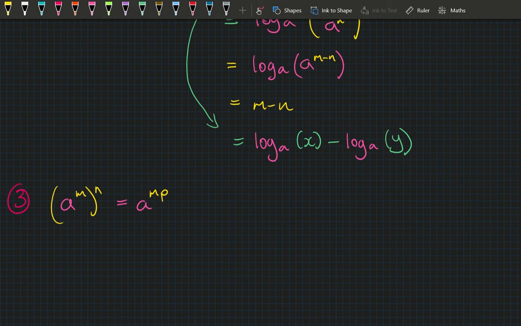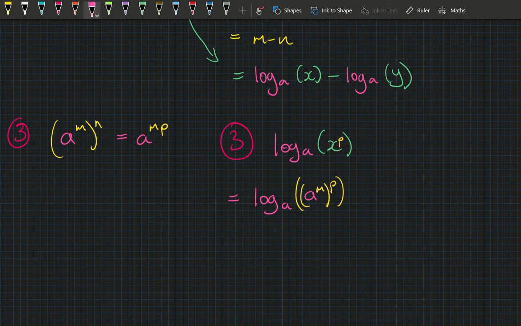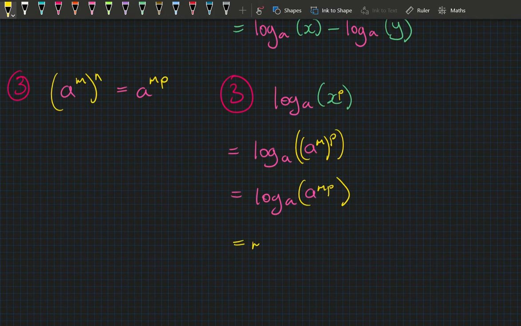Basically, if I have a number raised to a power and it's all raised to a power, I multiply them together. So if I'm going to use my logarithm laws, then log law 3 says that if I've got log base a of x raised to the power of p, and because x is a to the m, we've now got log base a of a to the m raised to the p, or log base a of a to the m times p, which by the definition of logarithms means that we've got m times p.